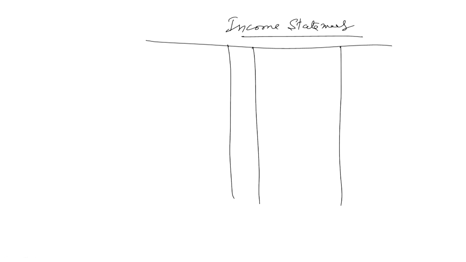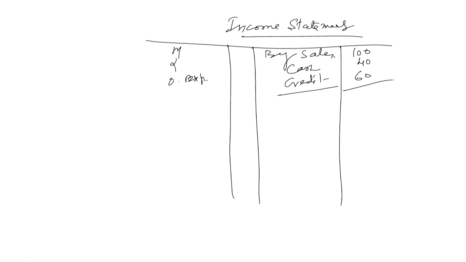Here we start this income statement, we take the material, labor and other expenses, right. We take these expenses here, and on this side we take the sales. And when we take sales, we never show how many sales are on cash and how many sales are on credit. For example, we have sold for 100 rupees in the whole year for which we have prepared the balance sheet and this income statement, and out of that 60 rupees is the credit sales and 40 rupees is the cash sales.